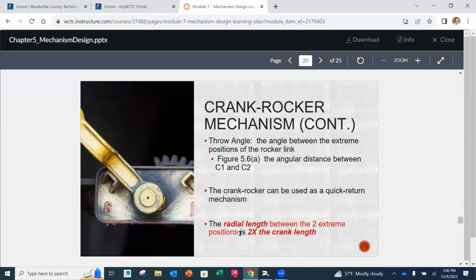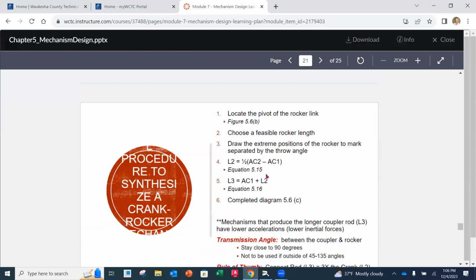Now, the crank rocker can also be used as a quick return mechanism. And the radial length between the two extreme positions is going to be 2 times the crank length. So we'll see how that equates to that. And here is the process as well. Now, again, when we went through the process of the last one, it's kind of hard to imagine it unless you actually do it. So we'll show this in its process form in just a bit when we look at some examples.